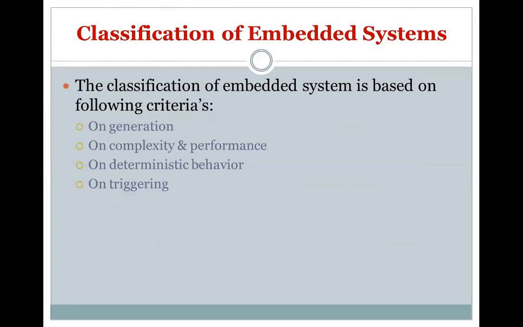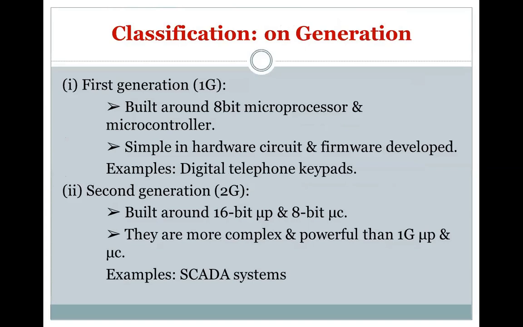Now let us see the classification of embedded systems. The major classification is based on generation, on complexity and performance, deterministic behavior, and on triggering. When it comes to generation, these are categorized into 4 generations. First generation is built around an 8-bit microprocessor. Hardware is very simple, and firmware is also simple, that is digital. An example is digital telephone keypads.